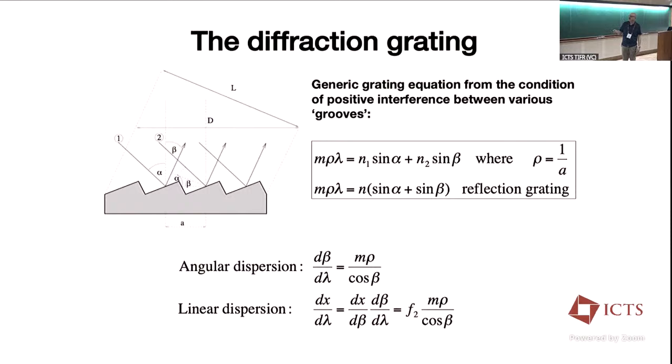Why is there a dispersion? Because the interference will occur only in a given direction beta for a given lambda. And that's the formula that results from that.